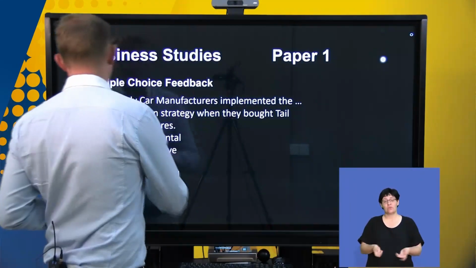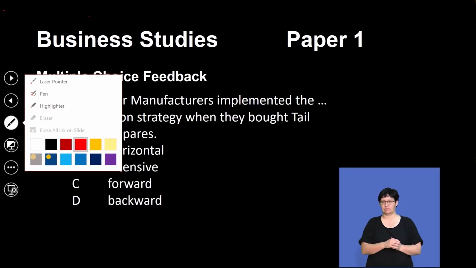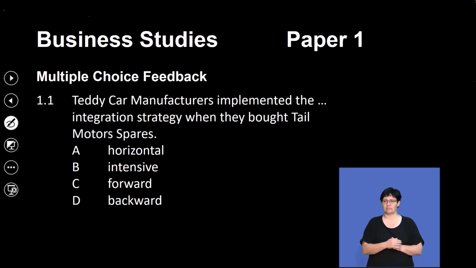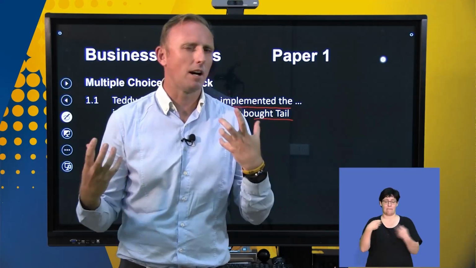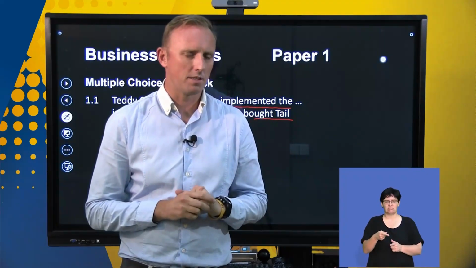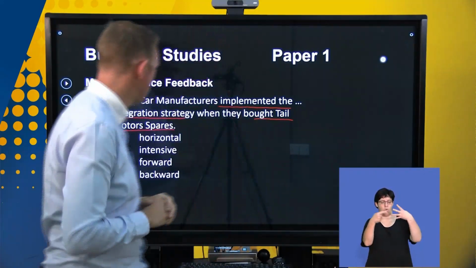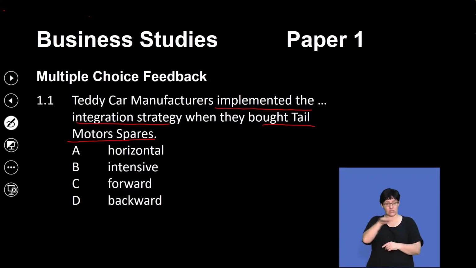So if we look at the first question, Teddy car manufacturers implemented the following integration strategy when they bought Tail Motor Spares. So they're a car manufacturer, and now they're buying a motor spares business. So we always see, where is this going to fit in? Let's look at the 4 options that we have. First, is it horizontal integration, intensive integration, forward integration, or backward integration?